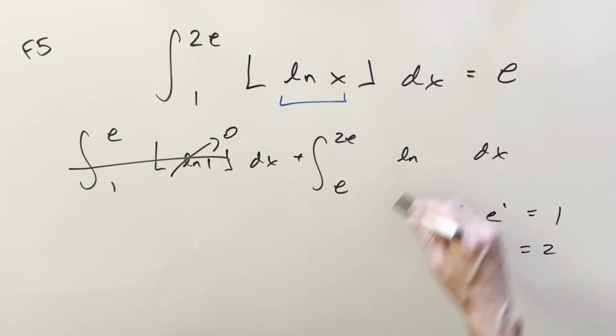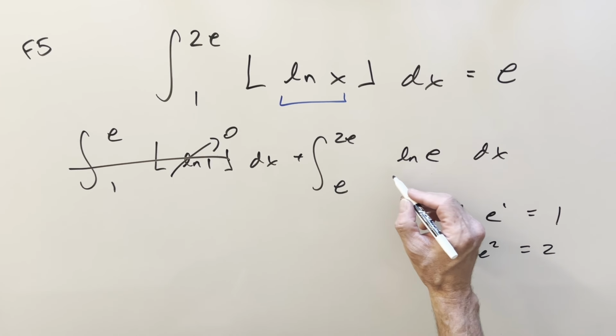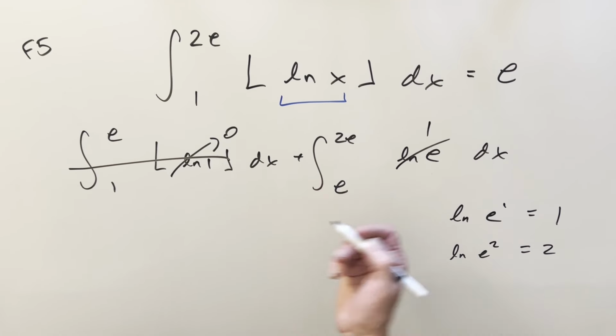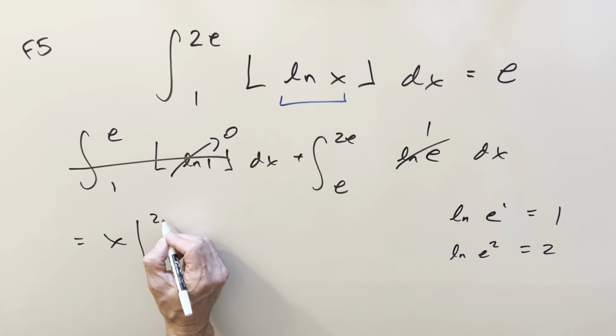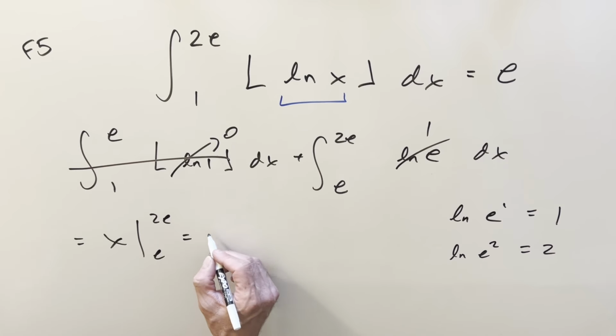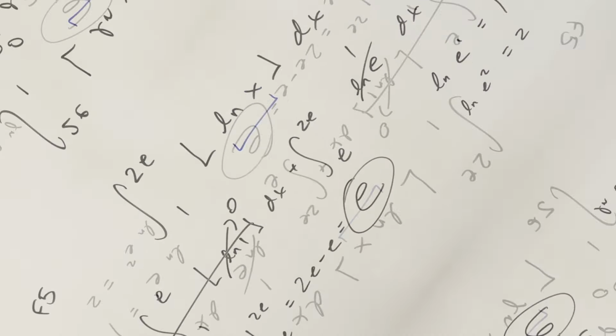Get rid of the floor, and then this becomes just an e. But ln e, that's just 1. So go ahead and integrate 1. What we get is x evaluated from e to 2e. Plug in, we get 2e minus e. Put that together for my final solution on it. We get just e again. Okay, there you go.